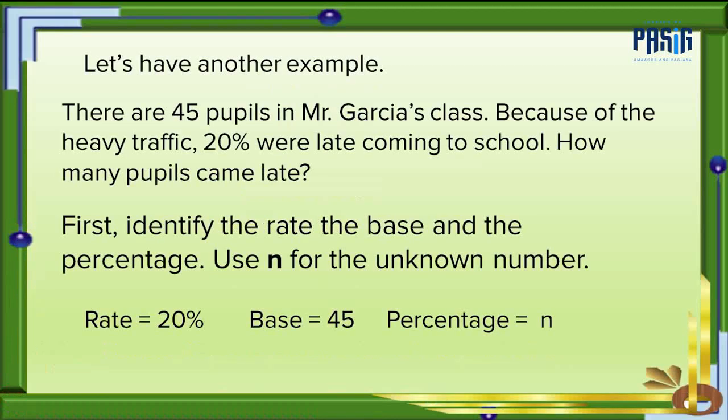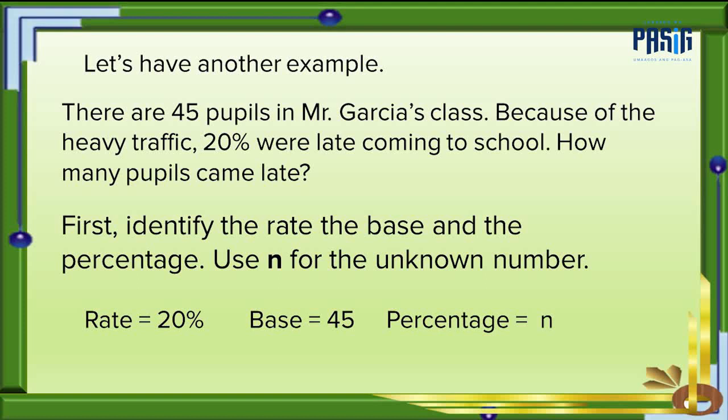Now let us have another example. There are 45 pupils in Mr. Garcia's class. Because of the heavy traffic, 20% were late coming to school. How many pupils came late? First, identify the rate, the base, and the percentage. Use n for the unknown number.